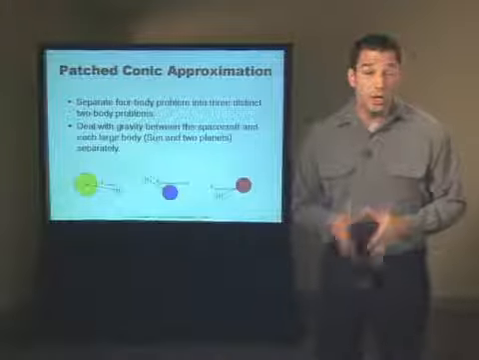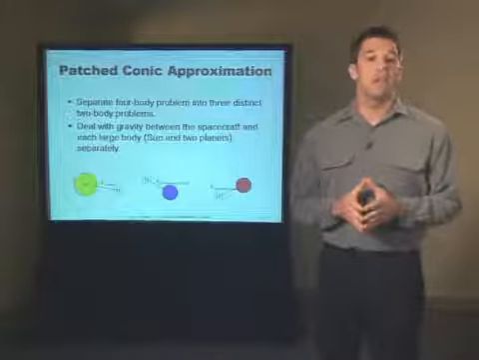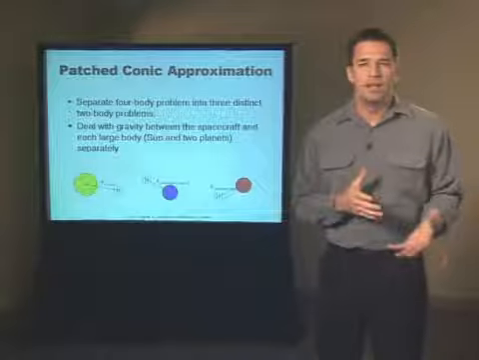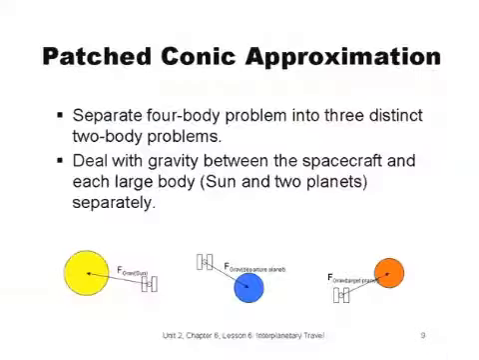So, we know that the 4-body problem is going to be broken down into 3 2-body problems, but how is that done? Well, if we have 3 bodies, in this case the Sun and 2 planets, we can simplify our task by assuming that we will apply the force of gravity on the spacecraft from the body that the spacecraft is closest to, but do it separately for each body. We call this approach the patched conic approximation.